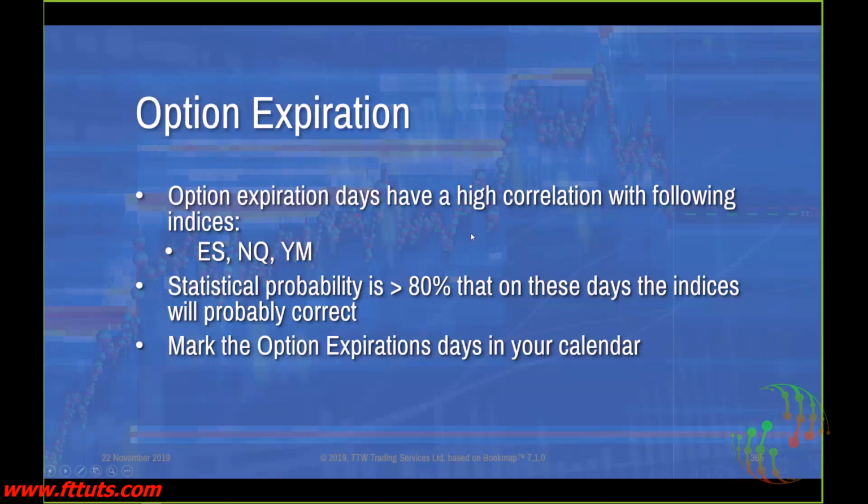Option expiration, before we come to the end, is a nice point you should keep in mind and put on your calendar, because option expiration days have a high correlation with the indices ES, NQ and YM. Statistically, the probability is greater than 80% that on these days the indices will probably correct. Mark the option expiration days in your calendar. It's only a reminder, you know.